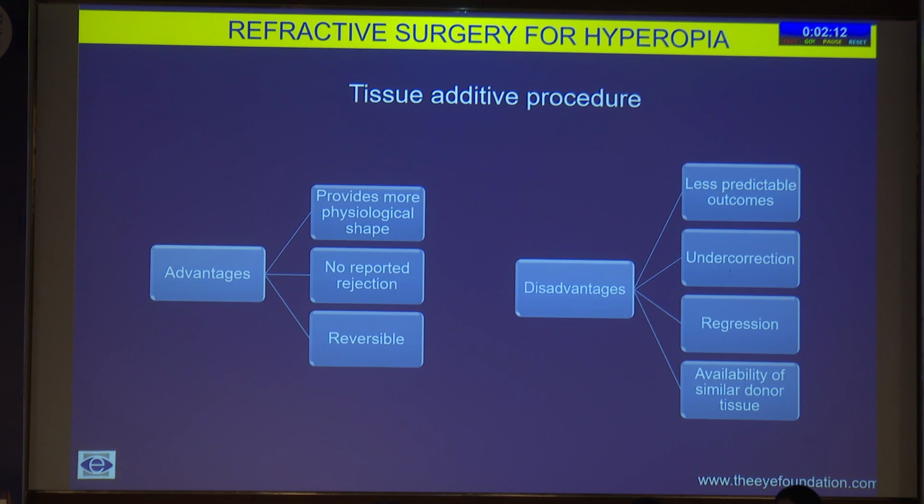Few words regarding the tissue additive procedures which are being tried right now. So we have the SMILE lenticules that can be added into pockets. The advantages would be that it provides a more physiological shape than what is a result of a laser refractive procedure. And there have been no reported rejections, and it's also a reversible procedure. However, we definitely have the disadvantages of it being less predictable, just like the laser procedures. The chances of undercorrection and regression are always there.